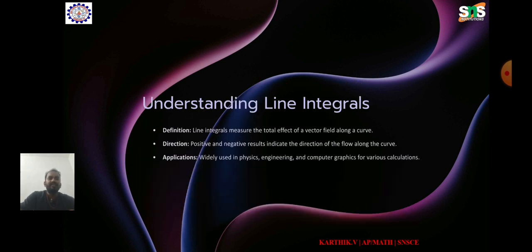Understanding line integrals. Line integrals are a fundamental concept in vector calculus that extend the idea of integration from one-dimensional functions to vector fields along a curve in space. First, the definition: a line integral is an integral of a function of several variables along a curve in space. It measures the cumulative effect of the function along the curve.